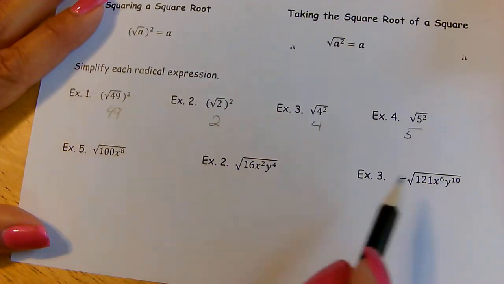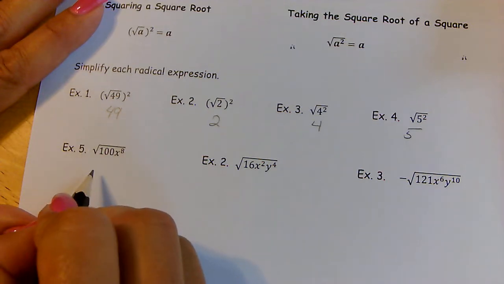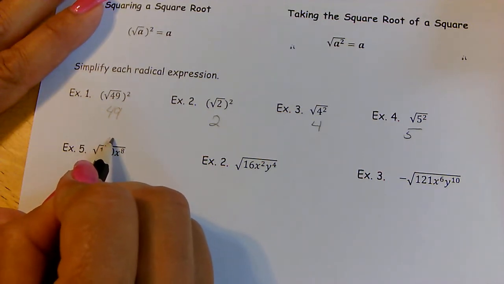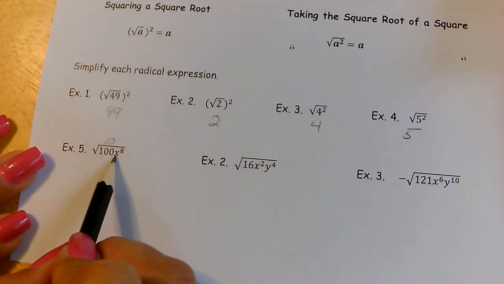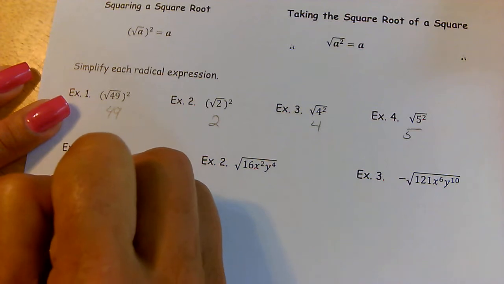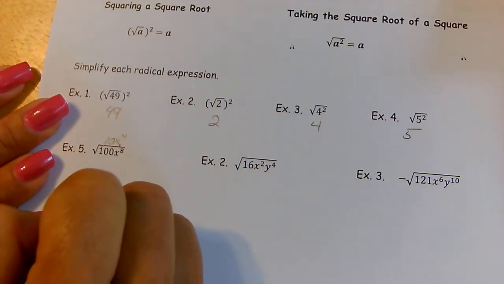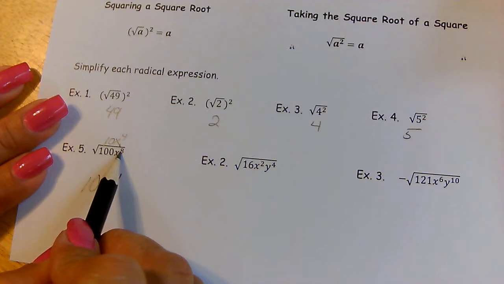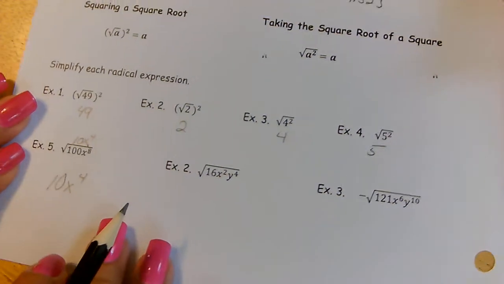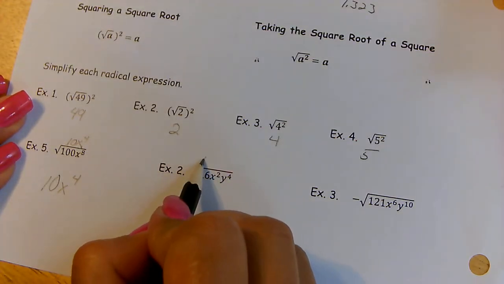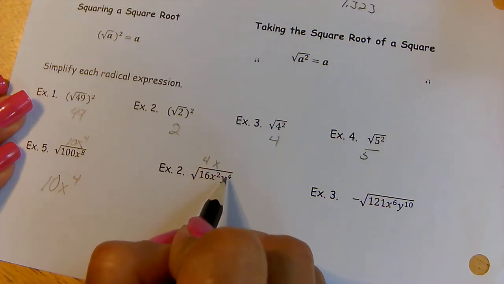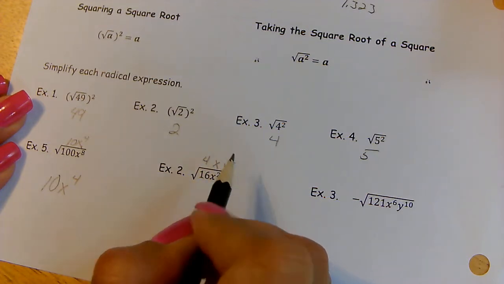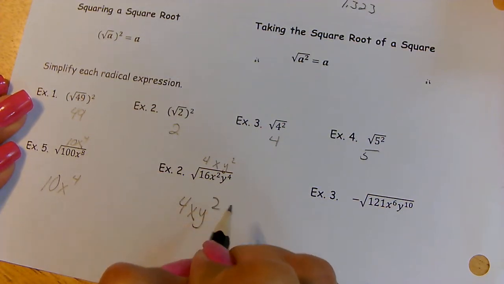I'm going to simplify these. 100 is a perfect square, so the square root of 100 is 10. The square root of an even exponent is half. So x to the 4th, so 10x to the 4th. So any even exponent is a perfect square. You just cut it in half. So here I'll have square root of 16 is 4. Square root of x squared is x. Y to the 4th is going to be y squared. So 4x y squared.